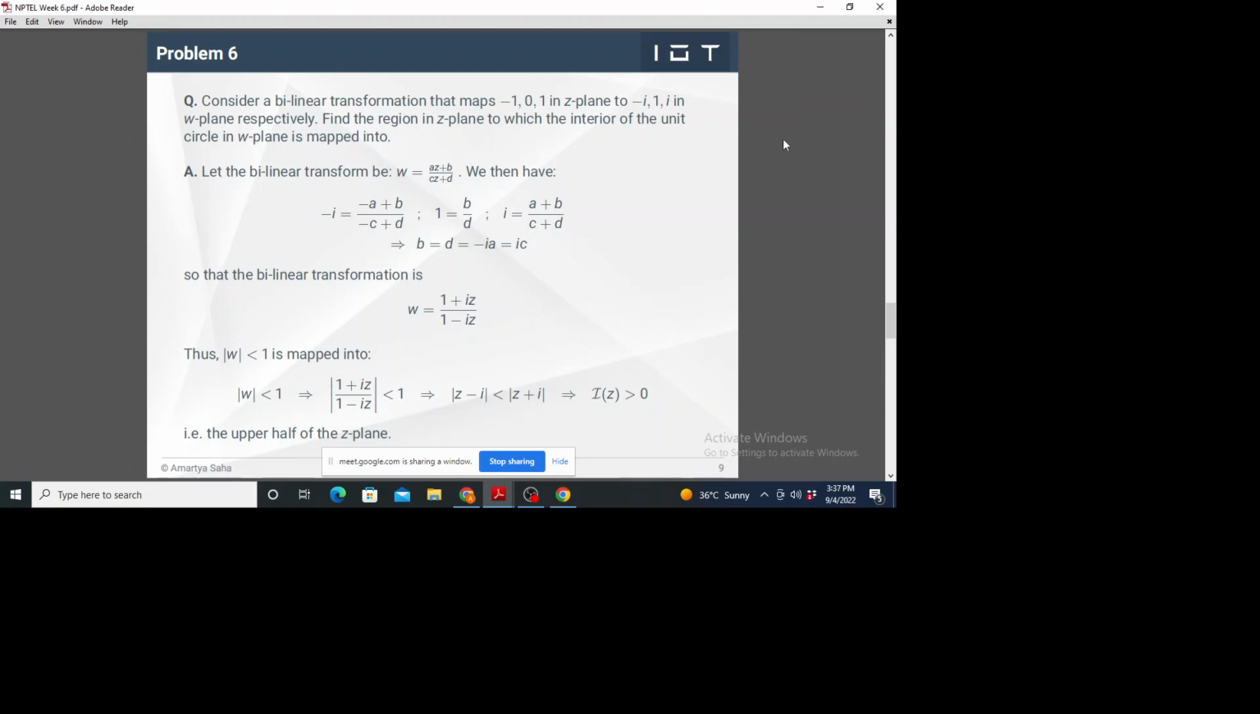Now we have to find the bilinear transformation by finding a relation between these parameters a, b, c, and d. There are 4 unknowns a, b, c, d, but from these 3 conditions we can only obtain 3 equations, right? So we have 4 unknowns but 3 equations, and that means we cannot completely solve this. One free variable will remain, and we are free to choose what we will treat as the free variable.